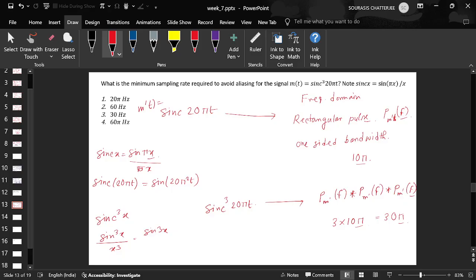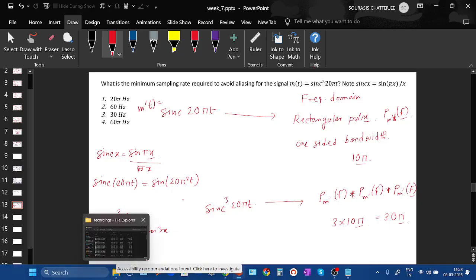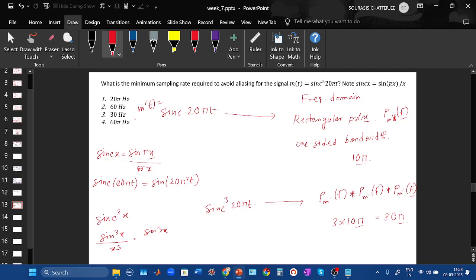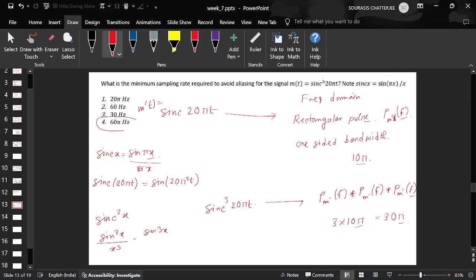So if you have to sample this signal and you also want to avoid aliasing, you have to go for the Nyquist sampling criterion. You have to sample at equal to or higher than the Nyquist rate. That is going to be 2 times this maximum frequency component, that is 60 pi. So your minimum sampling rate needs to be 60 pi hertz. So 4 is the answer.